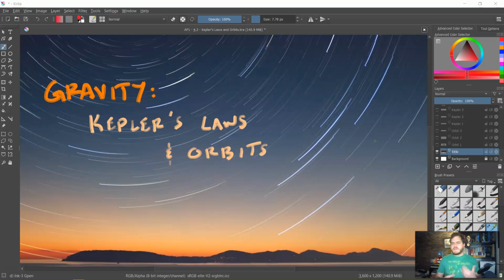We're going to conclude our discussion of gravity today by discussing where we observe it most often, which is on the grand scale of objects orbiting one another. And additionally, we're going to discuss Kepler's laws, which describe how planets move around the sun.